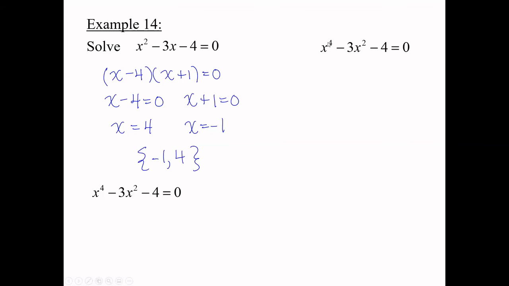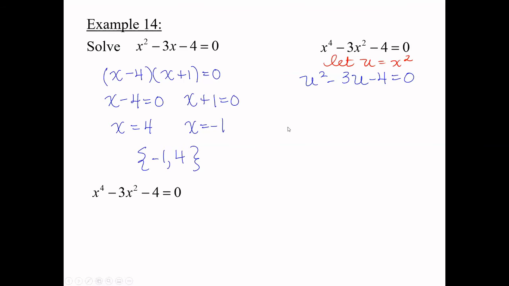Now let's go to this one. We're going to do this by what they call the substitution method. We're going to let the letter u, arbitrarily chosen, stand for x squared. Well, how many x squares are in this? 2 of them, okay? Because x to the 4th is x squared times x squared. So if u is one of these, this to the 2nd would be that to the 4th. Likewise, we're replacing this x squared with a u here.